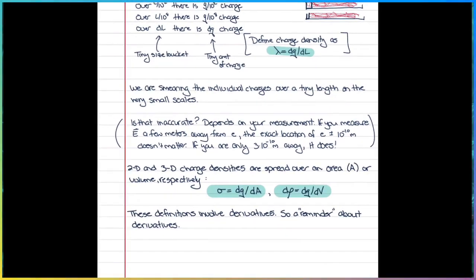I've already talked about that. We can go beyond 1D and do 2D and 3D charge densities. I might have charge distributed over a sheet of paper or a disk, or I might have charge distributed over some sort of volume, something charged within a box. We can essentially define this in the same way.